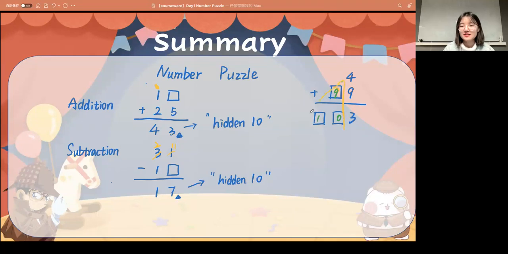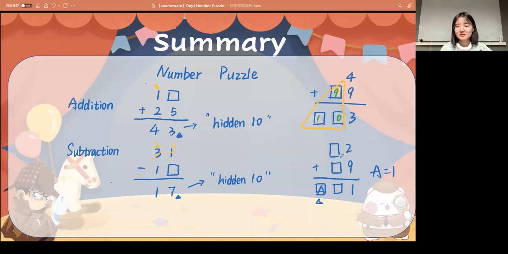And then we still learn the L shape today. Like if we have one number, and there will be like 2 and 9, and one number, and 1. Then for this number, A, the A will be 1. Okay, everyone. So that's the notes for today. If you have done the magic notes, you can type 7 in the chat box.